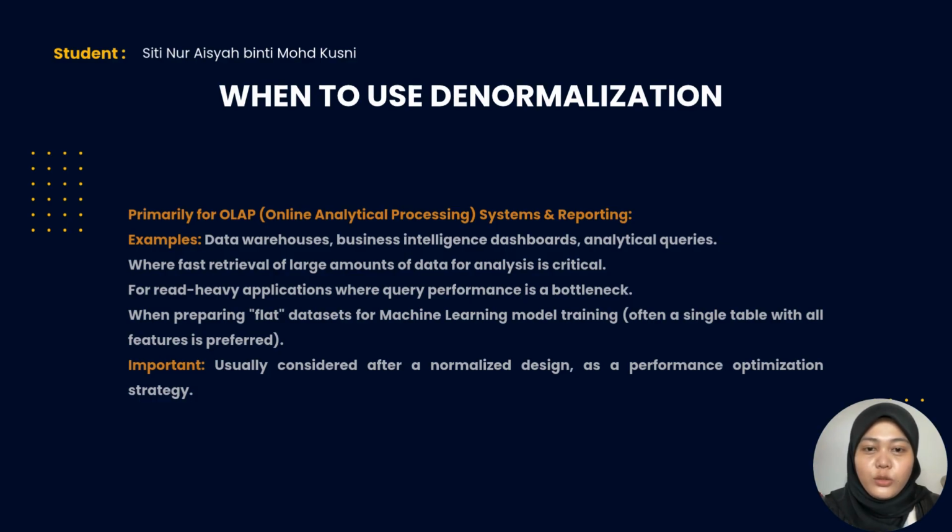And then when to use denormalization. Primarily for OLAP, online analytical processing systems, and reporting. Examples are data warehouses, business intelligence dashboards, and analytical queries. When fast retrieval of large amounts of data for analysis is critical. For read-heavy applications where query performance is a bottleneck. When preparing flat datasets for machine learning model training, often a single table with all features is preferred. Importantly, it is usually considered after a normalized design as a performance optimization strategy.